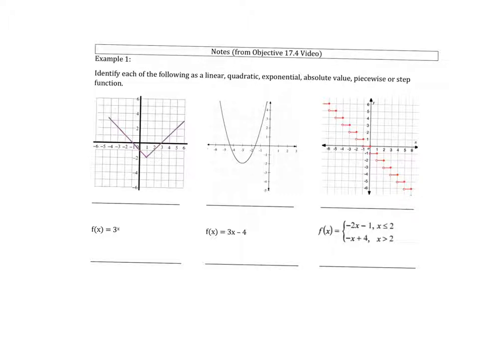Okay, so hopefully you paused the video, and now I want you to check your answers. So this first one's absolute value. We know that because of its V shape. Second one is quadratic. We know that because of its U shape. This third one, there's only one type of function that's going to look like that. It literally looks like a staircase, and we call this a step function. On this next one, anytime x is the exponent, it's an exponential.